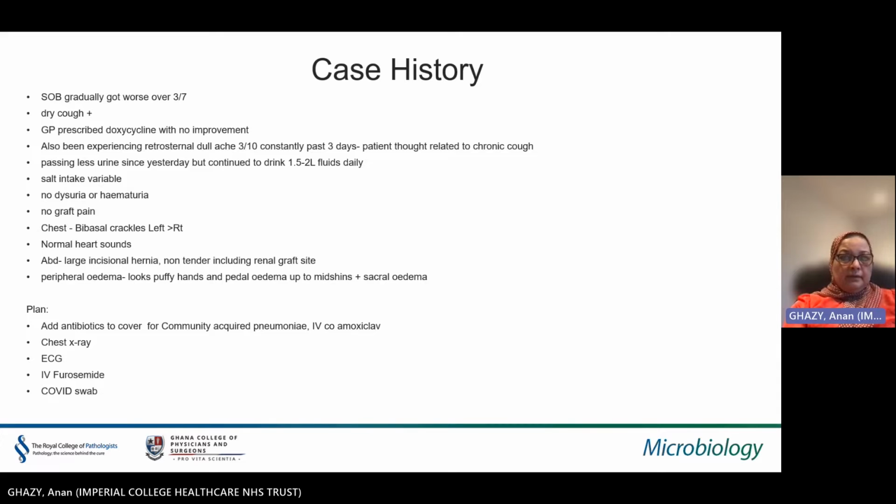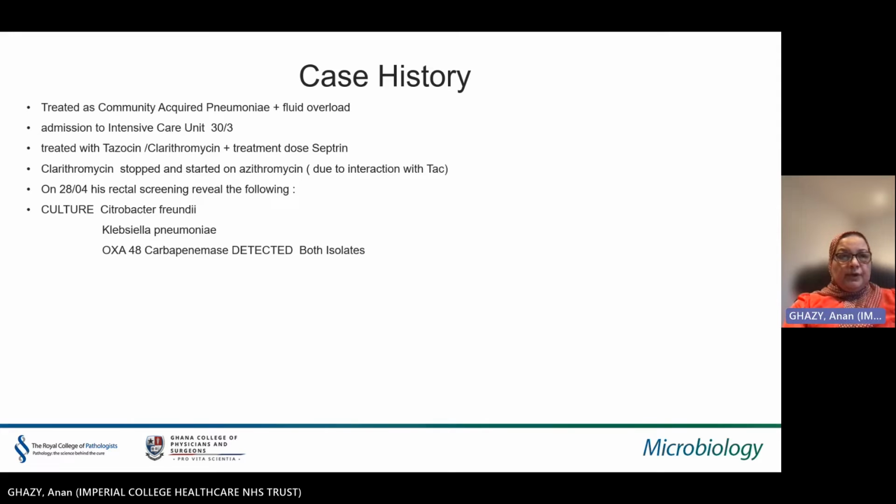He has peripheral edema. So the plan was to add antibiotics to cover for community-acquired pneumonia with IV co-amoxiclav. Chest X-ray was requested, ECG, and also added IV furosemide, and COVID swab was requested. The patient was treated as community-acquired pneumonia with fluid overload.